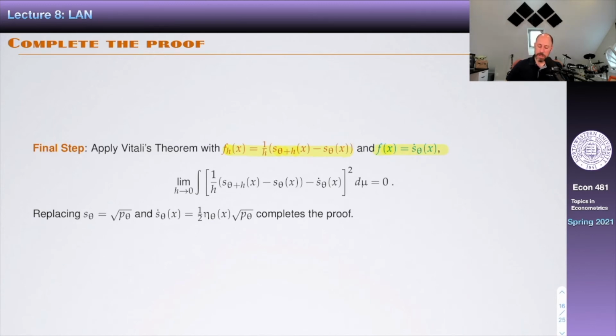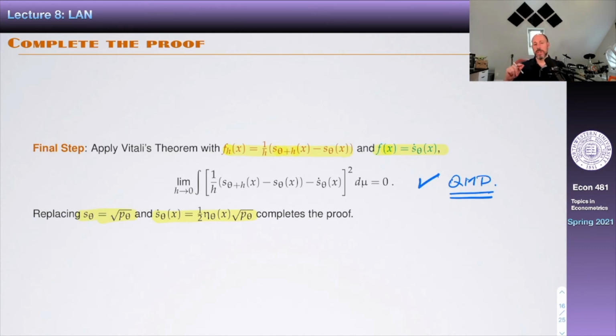And then if you just notice that s theta is square root of that, and then we also showed that s dot theta was this, and then you plug in all these things, okay? And you take the 1 over h that appears to the other side if you want, or whatever. You're going to notice that this is exactly the definition of QMD. And that's that.